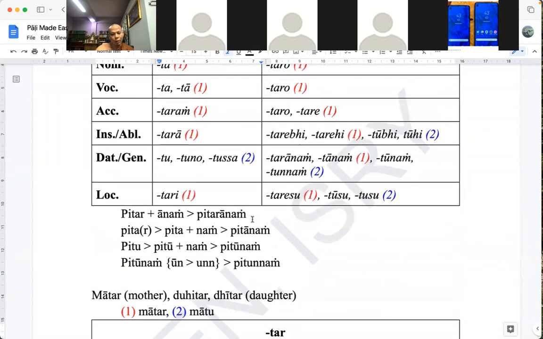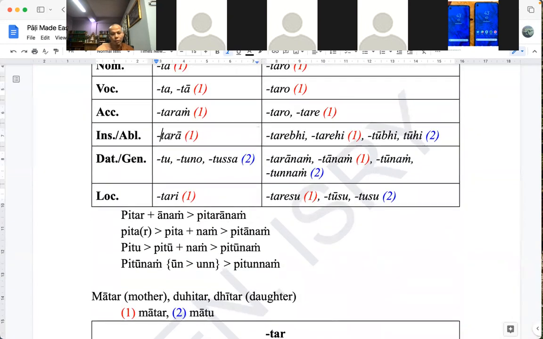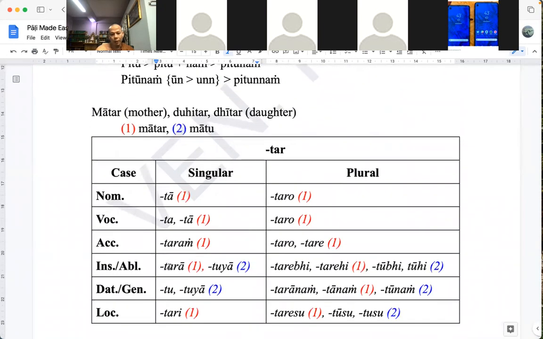So that form is not in here. Only the bitara form, you see. But here, madara, maduya, the same way, duhidara, duhiduya, didara, diduya, in this way. Okay, the rest are the same.